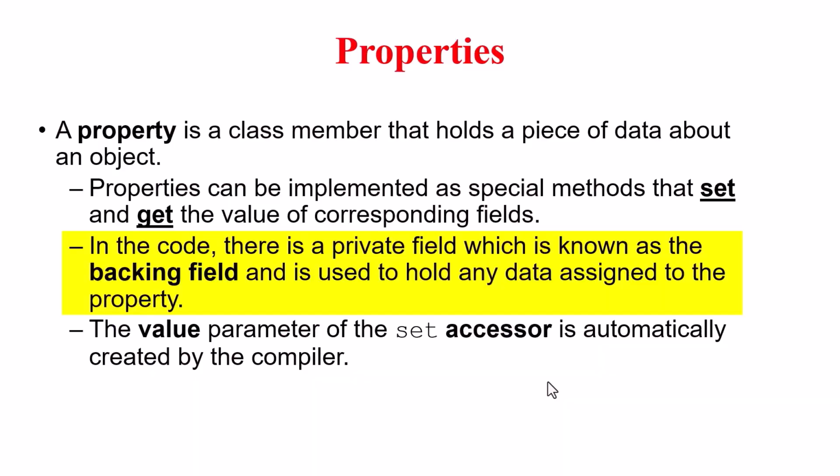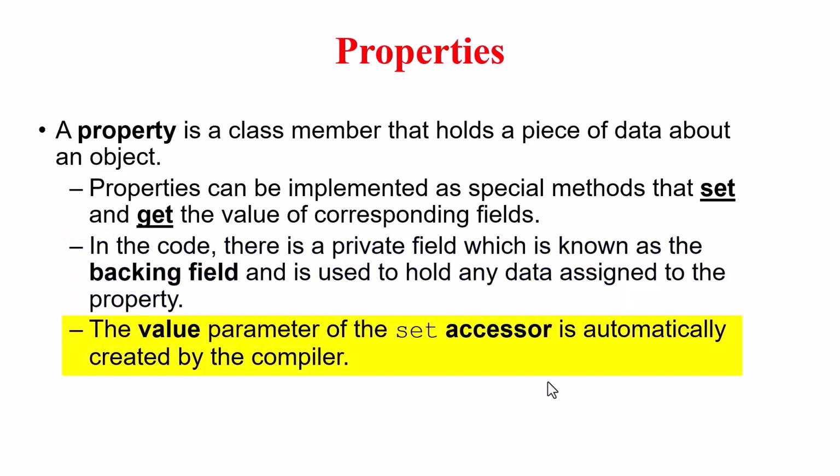In code, there's a private field, which is known as a backing field, that is used to hold any data assigned to the property. The value parameter of a set accessor is automatically created by the compiler. Those are the rules. Those are the things we're going to be looking at. You may not understand what all that means right now. That's the purpose of this video. We're going to start describing this and show you how this all works.